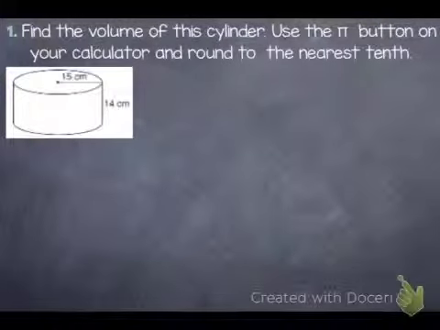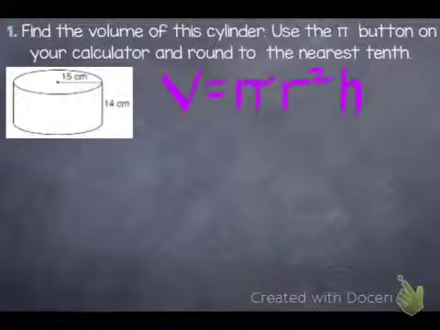So the first thing that we need to do is to recall the formula for finding the volume of a cylinder. So that formula is volume equals pi r squared times the height. So we're going to come over to our cylinder, and the first thing we're going to pull is our radius. This picture does give us our radius, and it tells us that the radius is 15 centimeters.